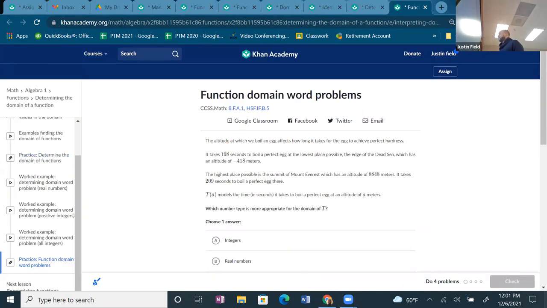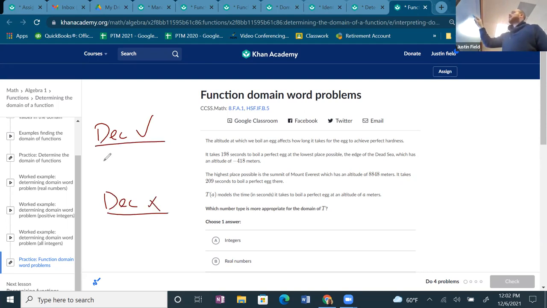Last one. Oh, wow. All right. It's a word problem, but guess what? It's not that difficult of one. Okay. So we have to decide if we're going to use integers or real numbers. So does that mean are decimals allowed or are they not allowed? So when can we not use decimals? Decimals, no. All right. When are decimals good? Time, like 5.6 seconds.